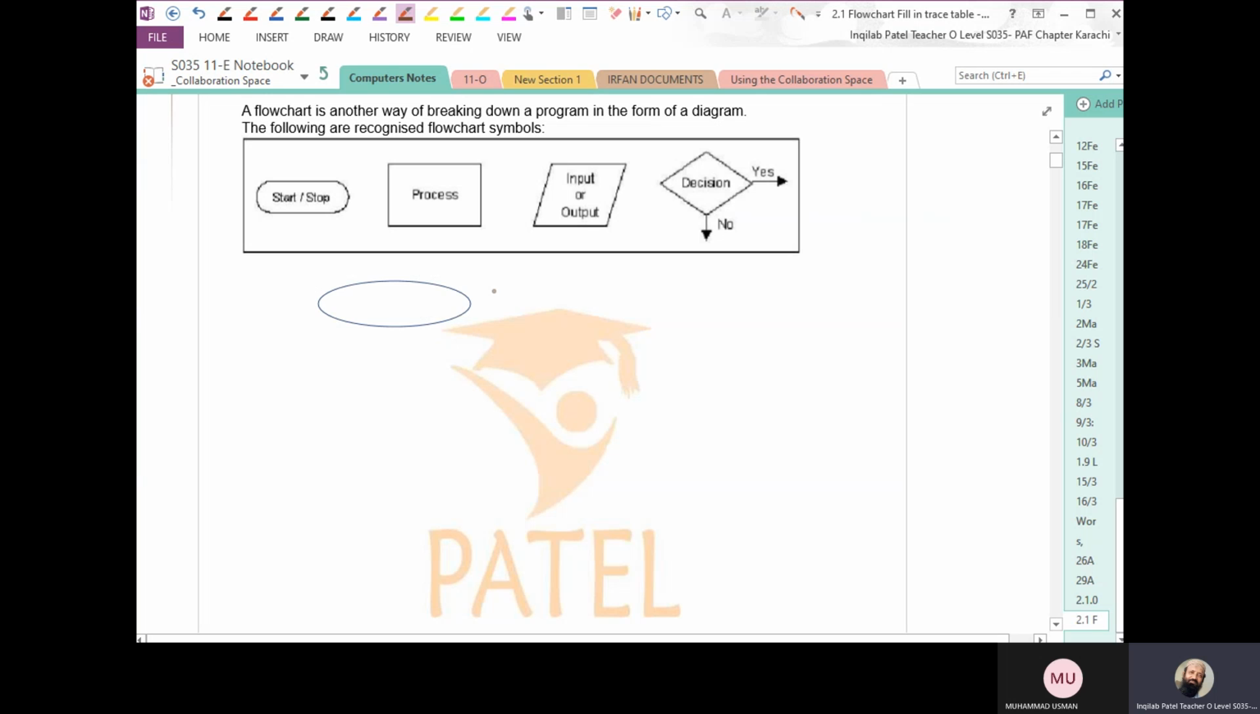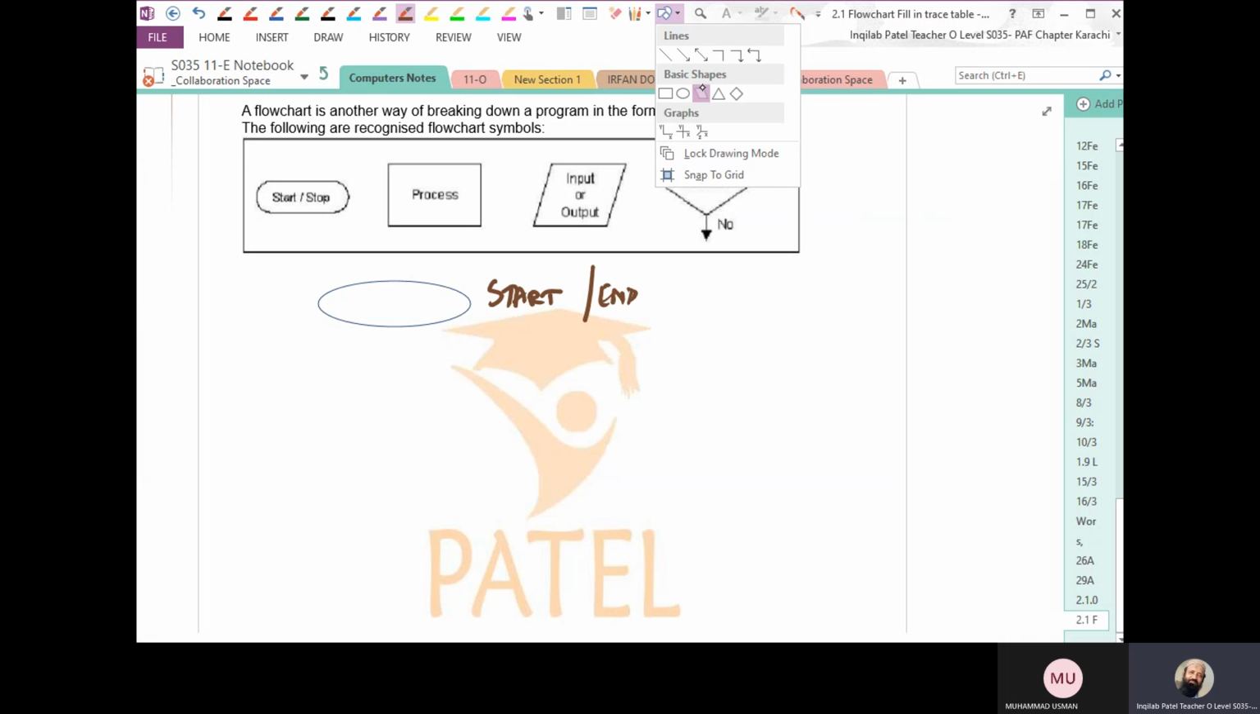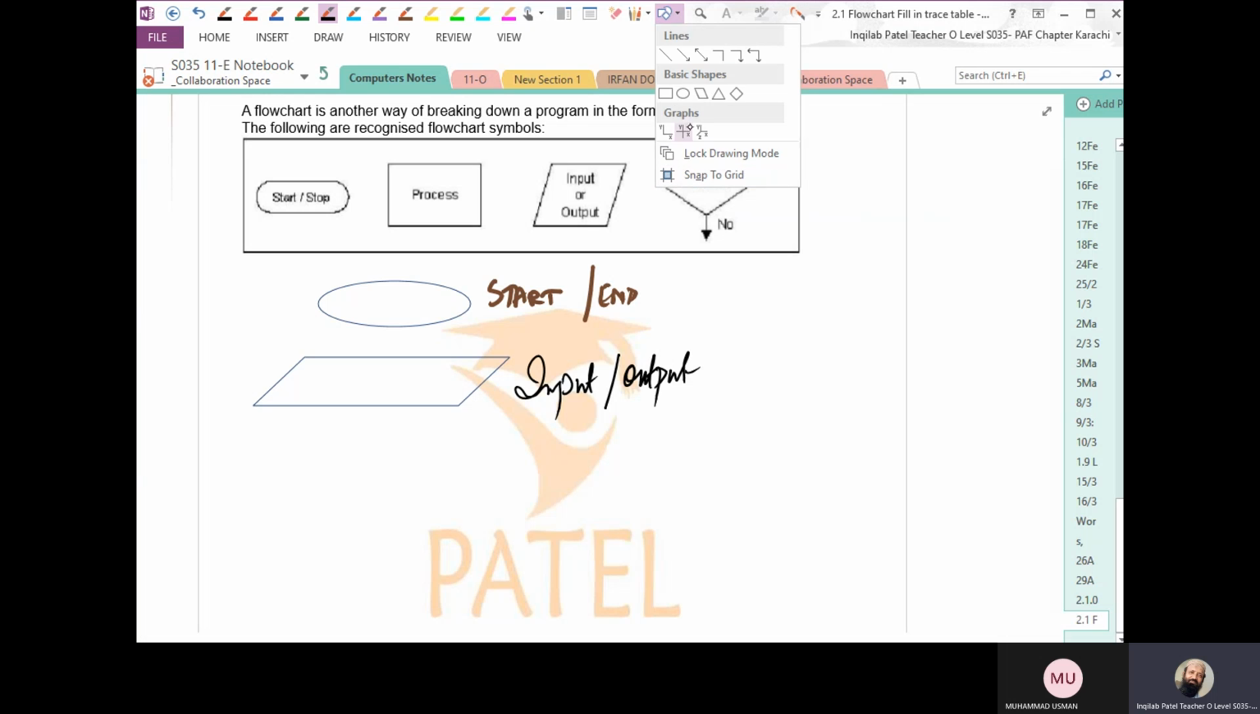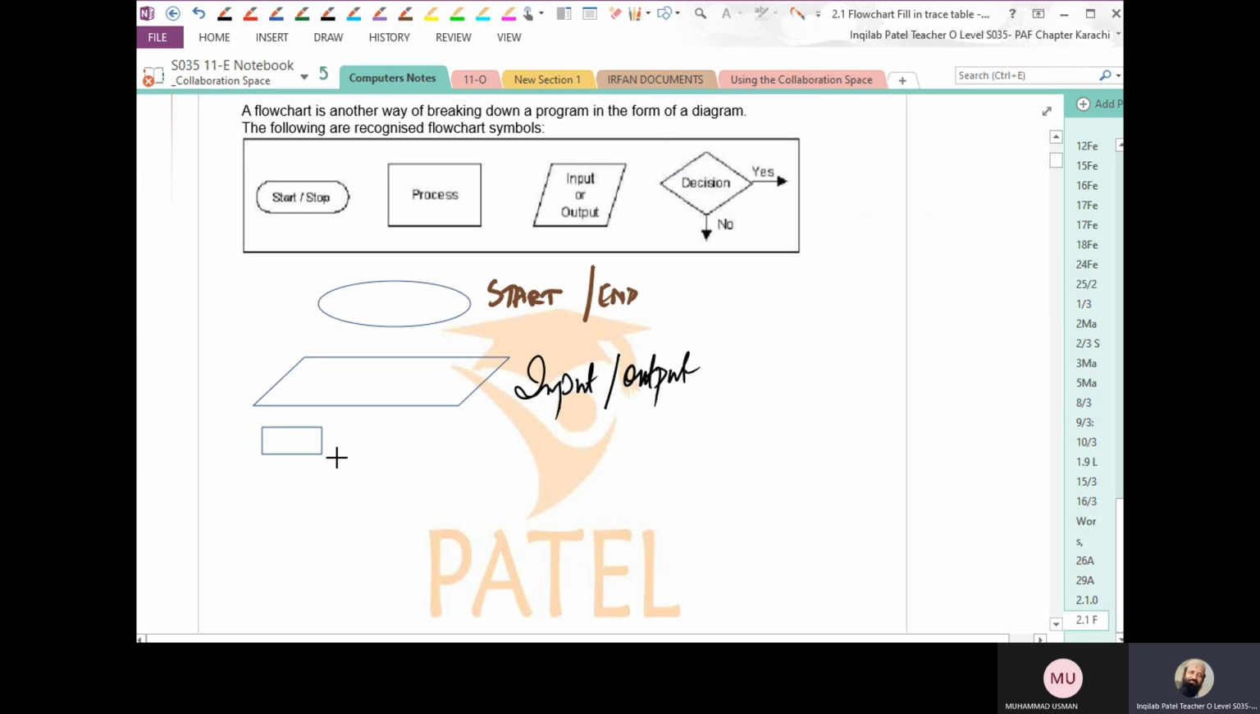So we say that this is start and or stop. Then we have a symbol that is used to perform input and output. For both input and output we use this symbol. Then we have the rectangle. This rectangle is used for any type of processing or calculation.